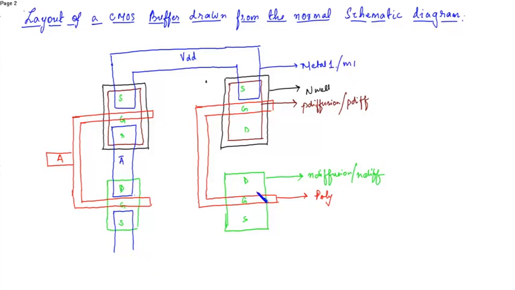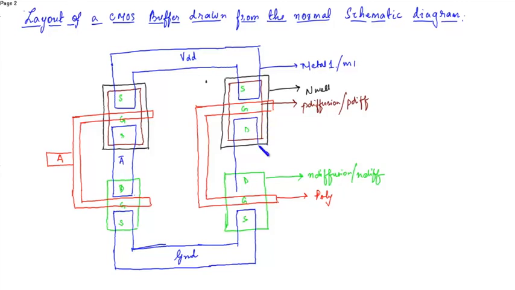Similarly with the ground, the source of the NMOS is connected to ground. Okay, this is ground. Now the drain of the PMOS is connected with the drain of the NMOS, and this is the final output Y.